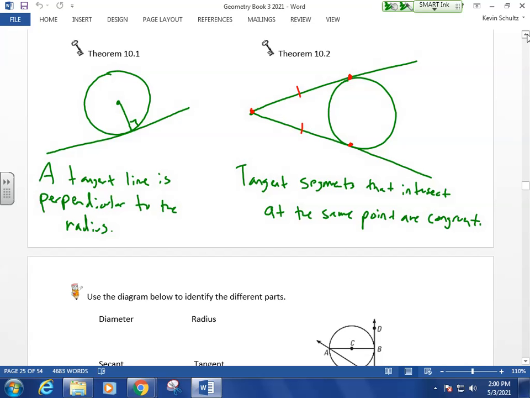Questions on that? Does that make sense? Where have you seen kind of that diagram before? Anyone recognize it from science class, maybe?